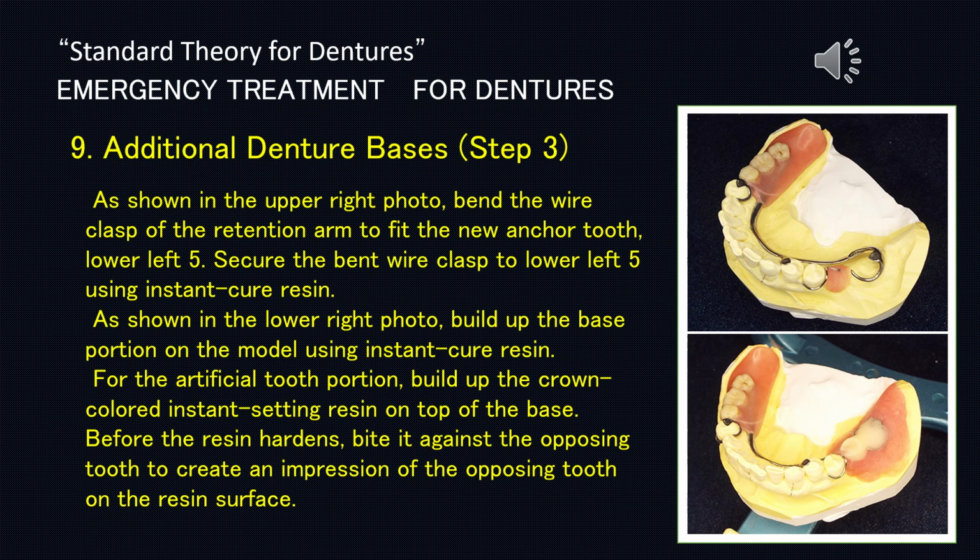9. Additional denture bases. Step 3. As shown in the upper right photo, bend the wire clasp of the retention arm to fit the new anchor tooth, lower left 5. Secure the bent wire clasp to lower left 5 using instant cure resin. As shown in the lower right photo, build up the base portion on the model using instant cure resin. For the artificial tooth portion, build up the crown-colored instant setting resin on top of the base. Before the resin hardens, bite it against the opposing tooth to create an impression of the opposing tooth on the resin surface.